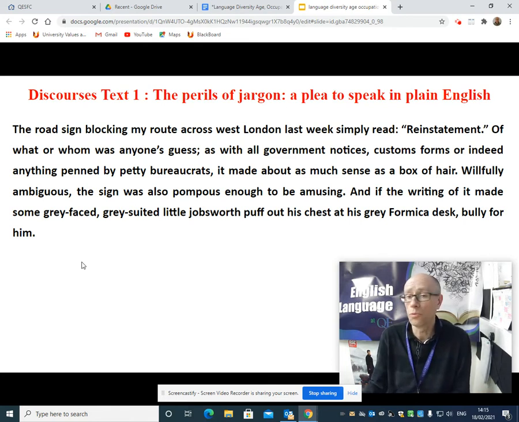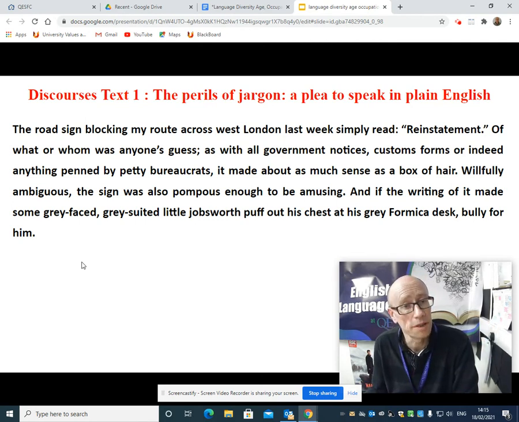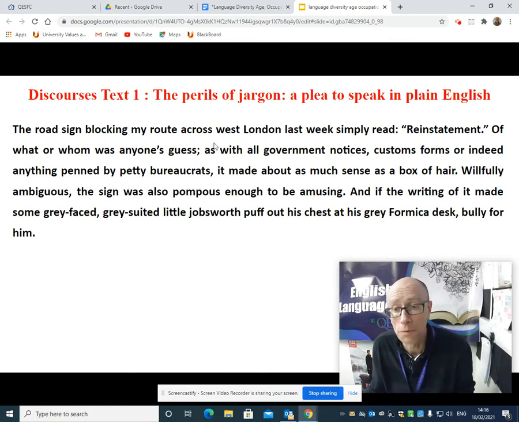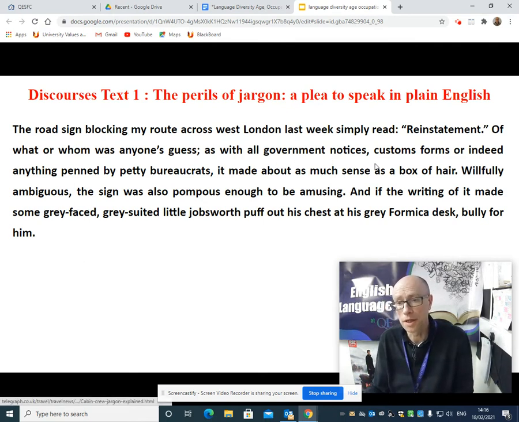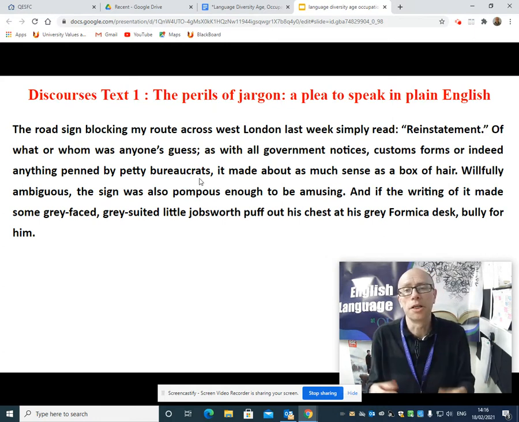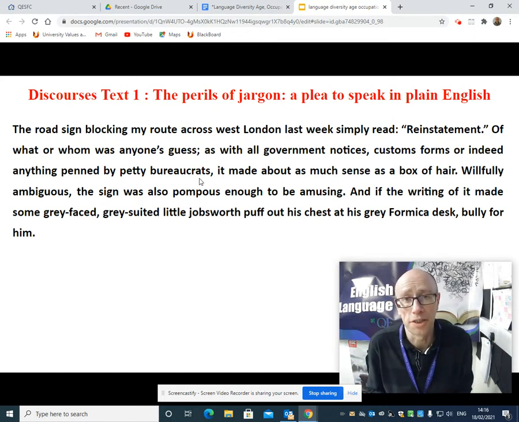Of what or whom was anyone's guess, as with all government notices, customs forms, or indeed anything penned by petty bureaucrats, it made about as much sense as a box of hair. Okay. It's interesting, isn't it? So we've got these rhetorical devices being used. We've got a group of three here. Government notices, customs forms, anything penned by petty bureaucrats. So she's bunging together a whole load of different texts, and she's making a very extreme hyperbolic statement. She's saying anything produced by these three groups of people is nonsensical.